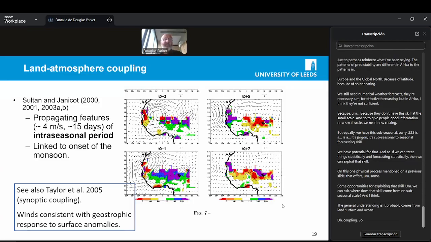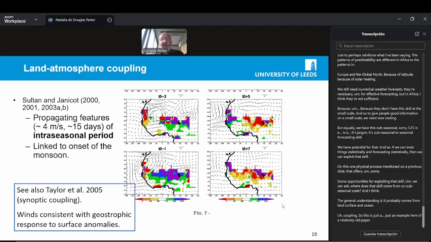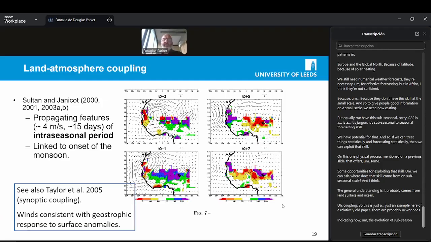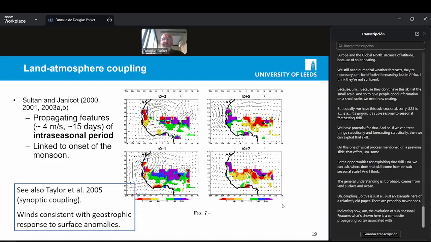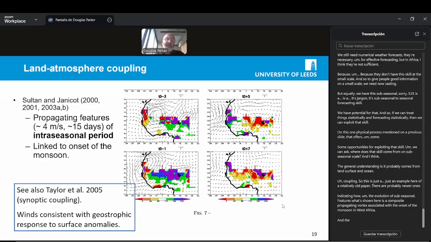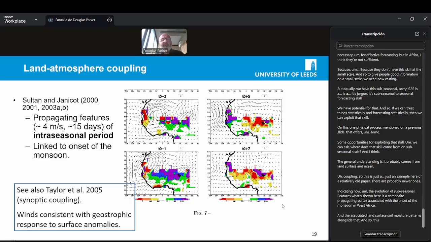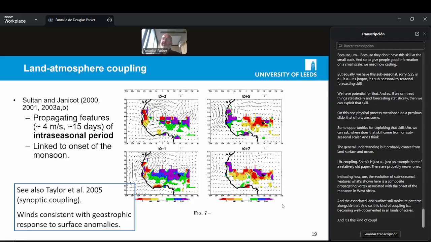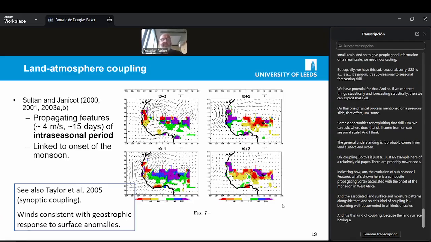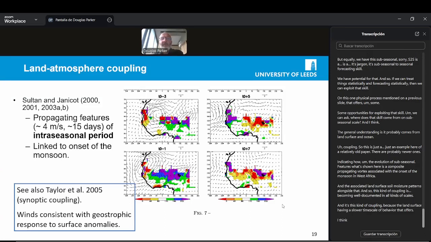So there's just an example here of a relatively old paper. There are probably newer ones, indicating how the evolution of sub-seasonal features. What's shown here is a composite propagating vortex associated with the onset of the monsoon in West Africa, and the associated land surface soil moisture patterns alongside that. This kind of coupling is becoming well documented on all kinds of scales. And it's this kind of coupling, because the land surface has a slower timescale of behavior, that offers, I think, opportunity for effective prediction on these timescales.